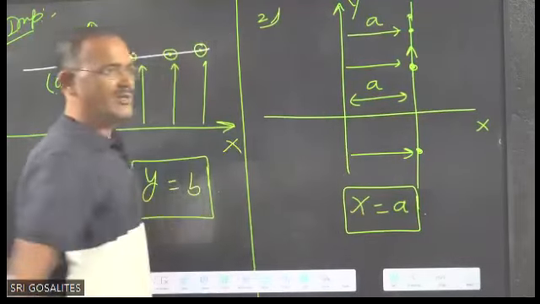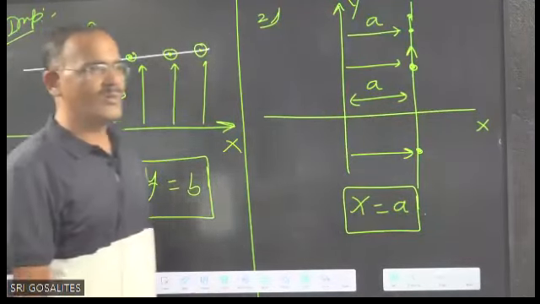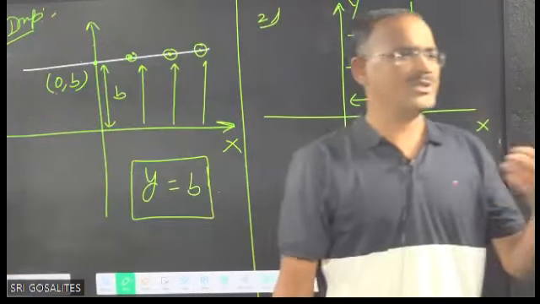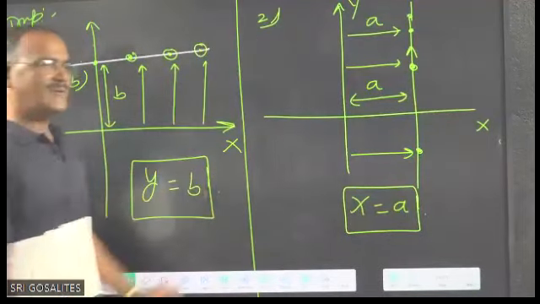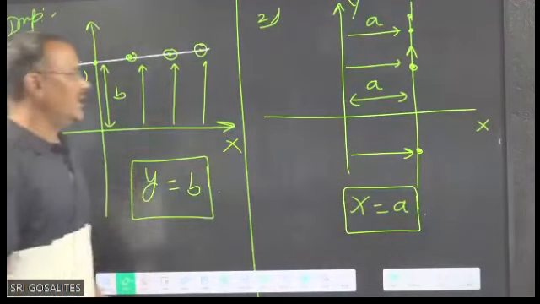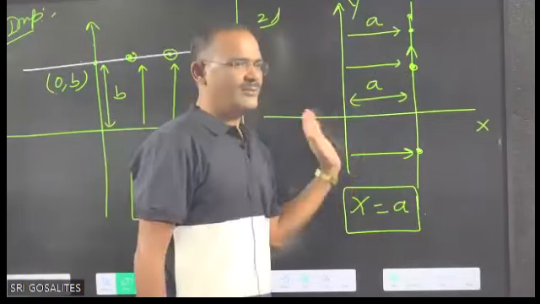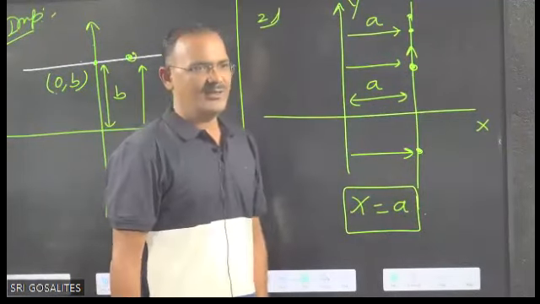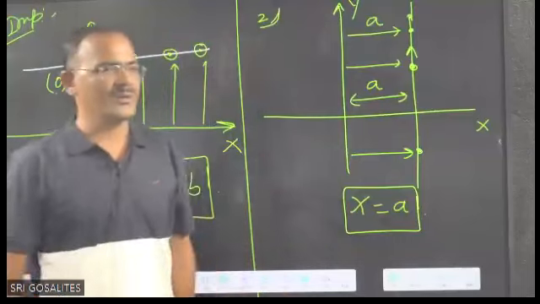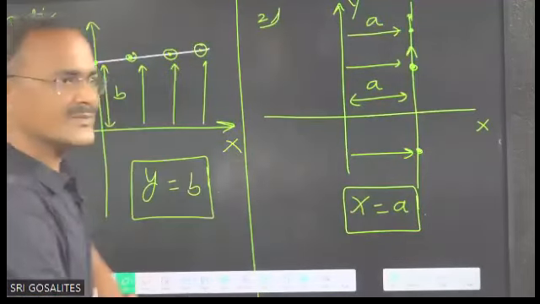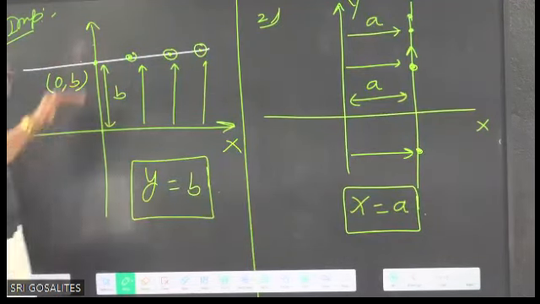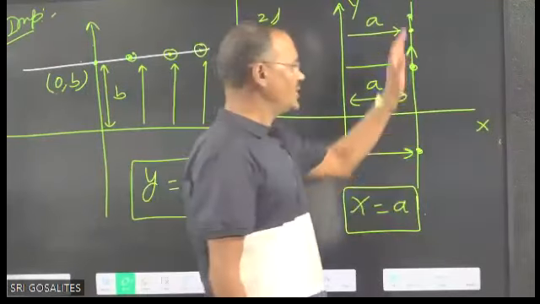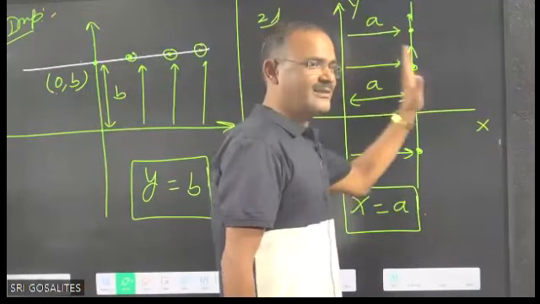You should note down. This will be used in the angular momentum conservation in the chapter of rotational motion. Okay. So line parallel to the x-axis will have the equation y equals b. Line parallel to the y-axis will have the equation x equal to a. Okay. Copy it. Come on. Because the line which is parallel to the x-axis will have the y always constant, and the line which is parallel to the y-axis will always have x as a constant.